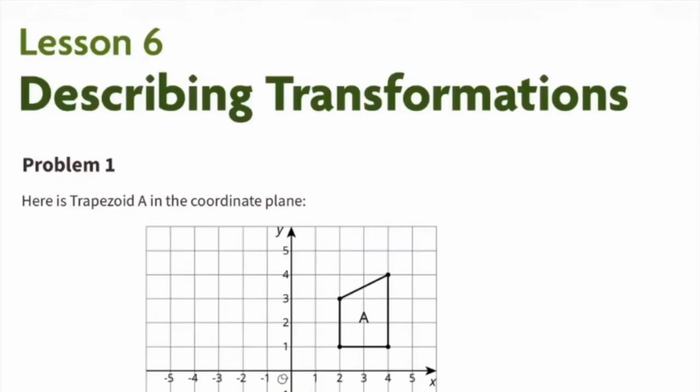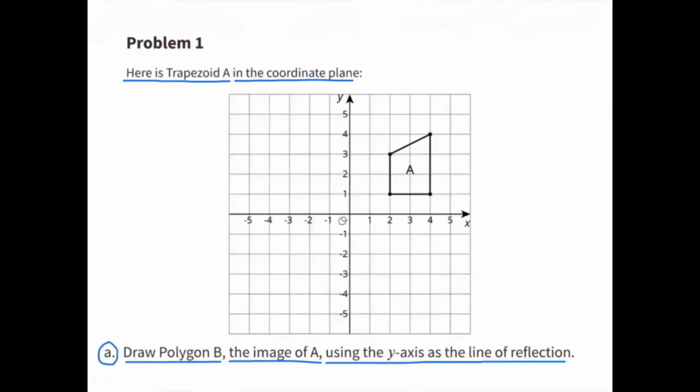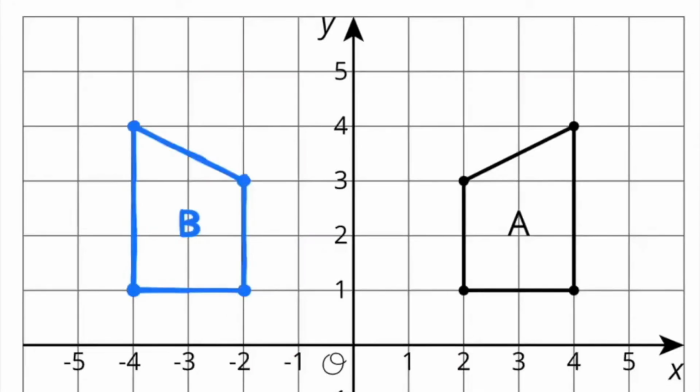8th grade, Unit 1, Lesson 6, Describing Transformations. Number 1. Here is trapezoid A in the coordinate plane. A. Draw polygon B, the image of A, using the y-axis as the line of reflection. Here I've drawn polygon B, the image of A, and I've used the y-axis as the line of reflection.